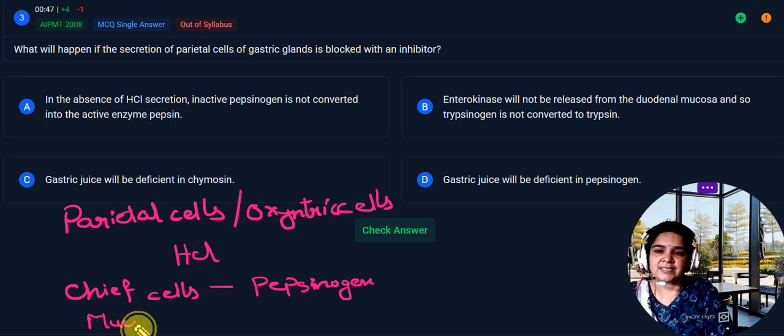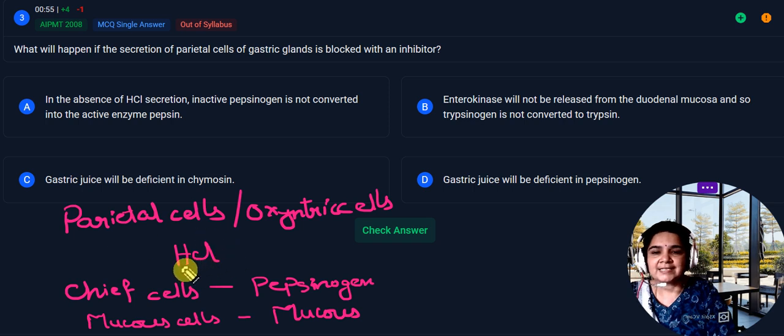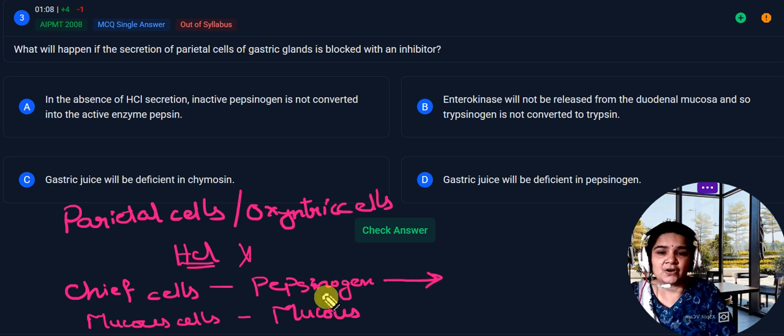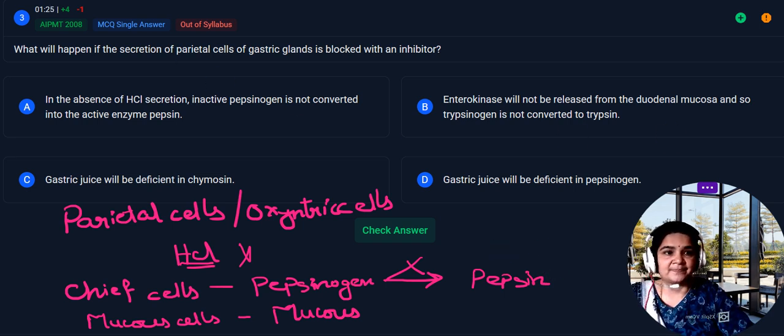And third one is mucus cells. They secrete what is called mucus. Okay. So parietal cells are necessary for the secretion of HCl. If the HCl is not produced, then what happens? Actually, this HCl which is produced by the parietal cell is necessary for the conversion of pepsinogen into what is called active pepsin. So if the HCl is not liberated, then what happens? This pepsinogen will not be converted into active pepsin. So according to this, let us answer.